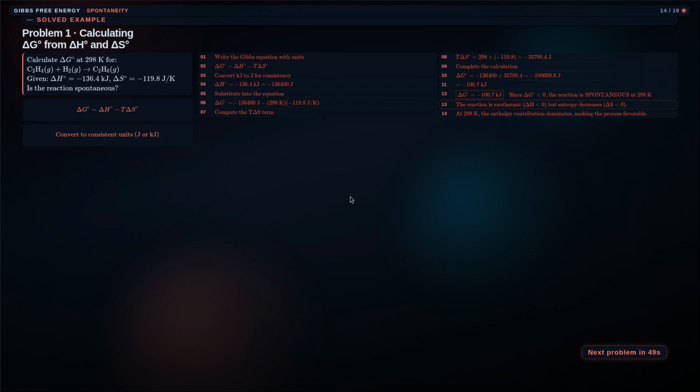Step 5. Complete. Delta G naught equals negative 100.7 kilojoules. Since delta G naught is less than 0, the reaction is spontaneous at 298 Kelvin. The reaction is exothermic, but entropy decreases. At 298 Kelvin, the enthalpy contribution dominates.